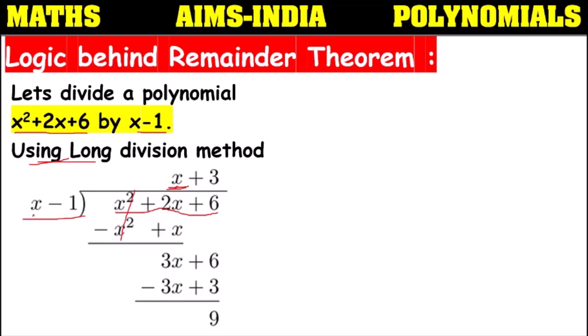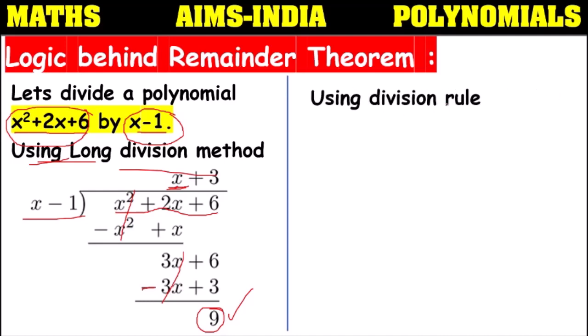Now let's take 3 times. 3 into x, 3x. 3 ones are 3. After changing the sign, it will become minus, it will become plus. Again 3x gets cancelled. 6 plus 3, 9. So by using long division method, if this polynomial is divided by another polynomial, we are getting the remainder by long division method.